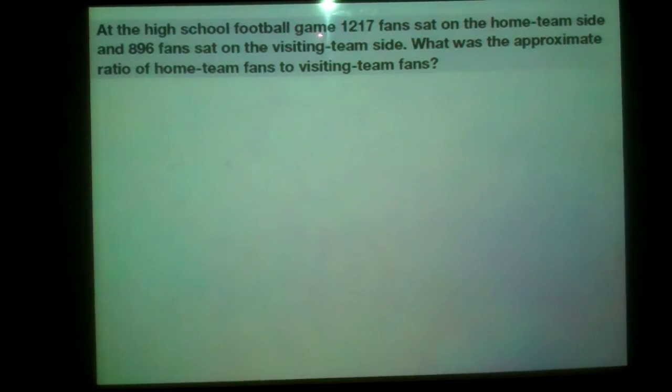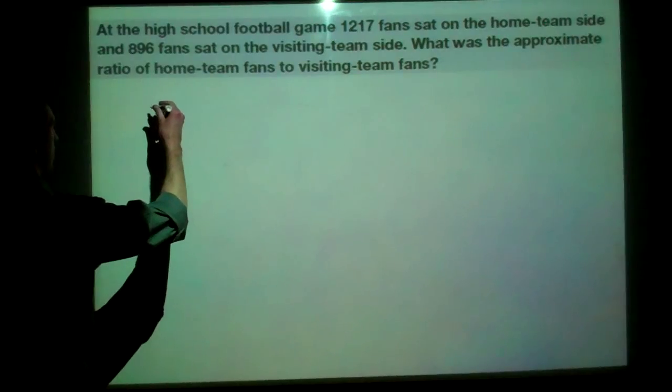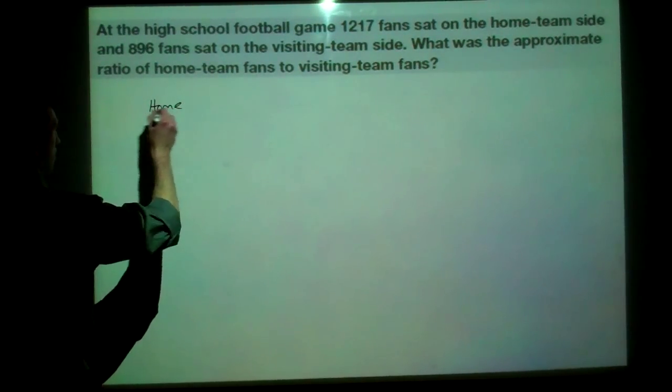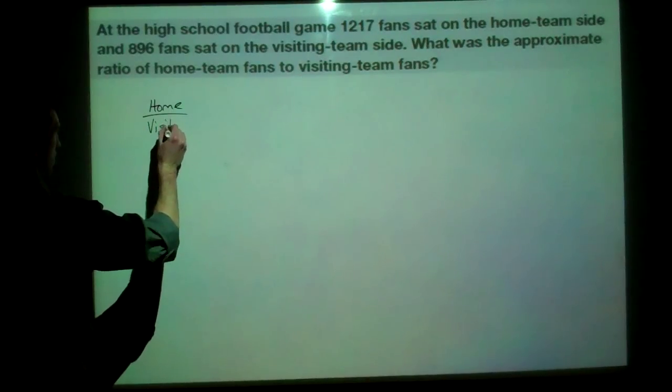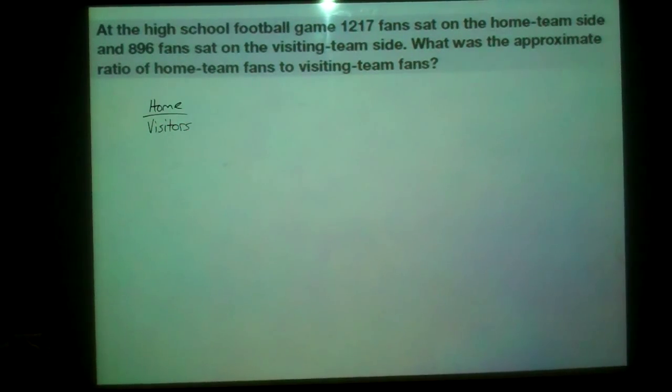So it says at the high school football game, 1,217 fans sat on the home team side and 896 fans sat on the visiting team side. What was the approximate, so that allows us to estimate, ratio of home team fans to visiting team fans? So we want home team to visitors, and I encourage you to write this every time, no matter what type of ratio problem you're dealing with, because it tells you what goes where. So we want home on the top, visitors on the bottom, and we're going to round.